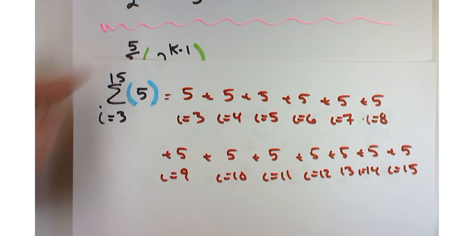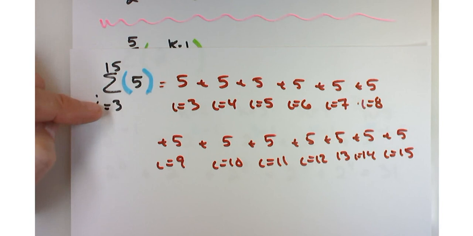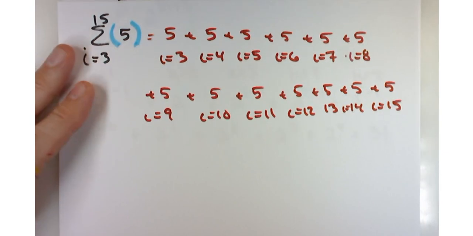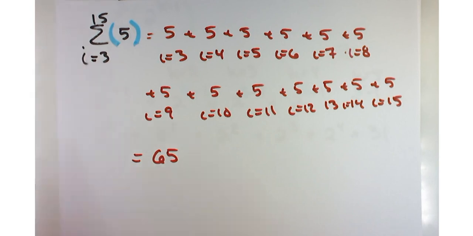Now, my morning class said, 15 minus 3 is 12, 12 times 5 is 60, but that's not the answer here, is it? What is the answer? 65, is it not? It's 65. So I was right. Now, how are you gonna find this in general?